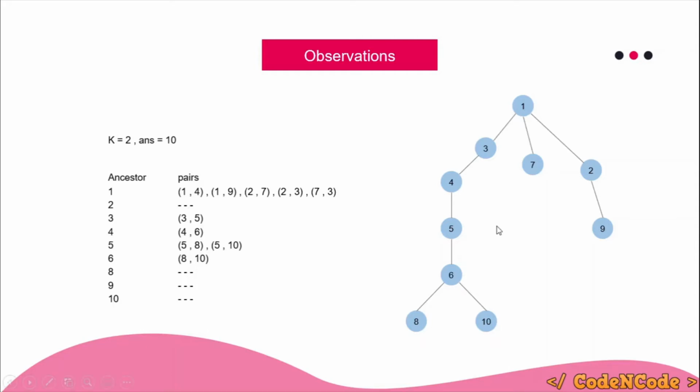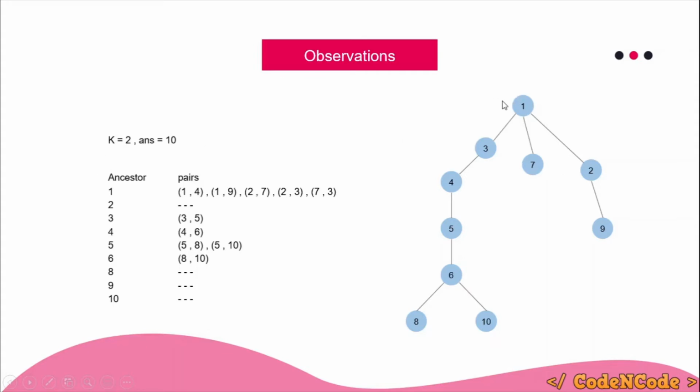I'm talking about a tree. So we count, for each node, for how many valid pairs it will be their LCA. Even though 2 will be a valid LCA for a pair like 2 9, it has no valid pair, right? So for each node, if I count how many valid pairs there are such that this node is their LCA, then we can count the total number of pairs. By valid pair I mean the distance between them is equal to k.